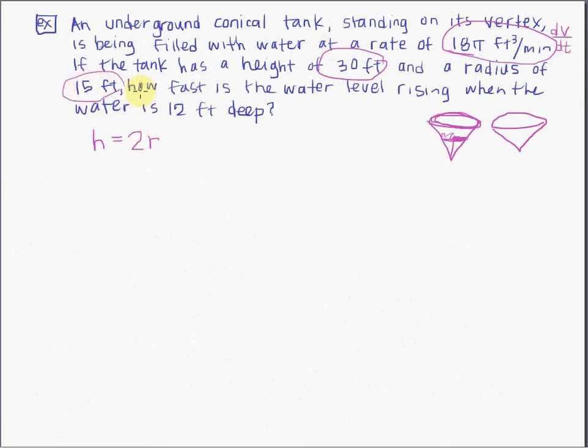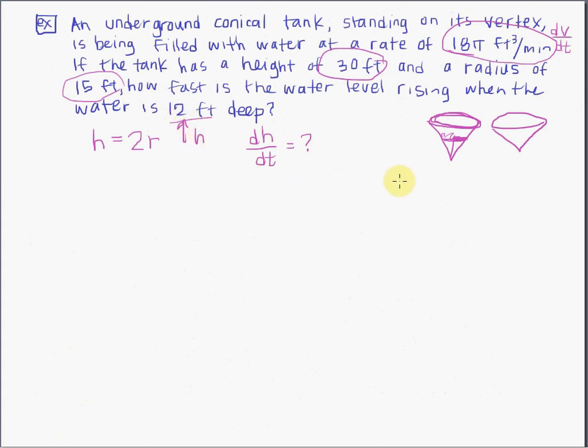See how they tell you right here that the height is a consistent measurement, and so the height is going to be equal to 2 times the radius. How fast is the water level rising when the water is at 12 feet deep? Okay, so we want to know how fast that height is changing. So in this problem, we're looking for dh/dt, right? This is what you're trying to find. This 12 feet is the height measurement.